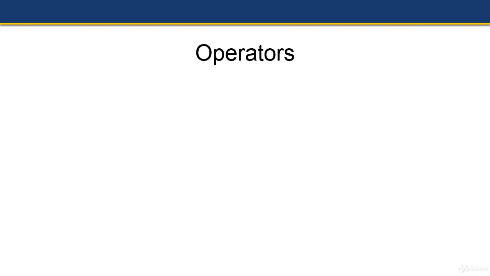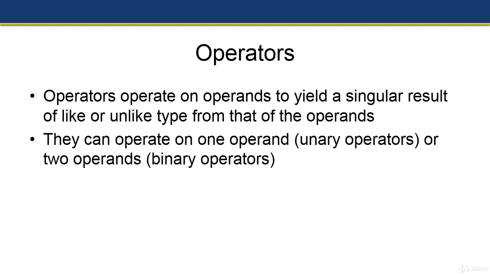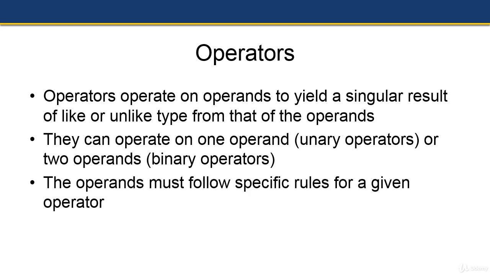Next we'll cover operators. Operators operate on operands to yield a single result of like or unlike type from that of the operands themselves. They can operate on one operand, i.e. a unary operator, or two operands, binary operators. The operands must follow specific rules for a given operator.